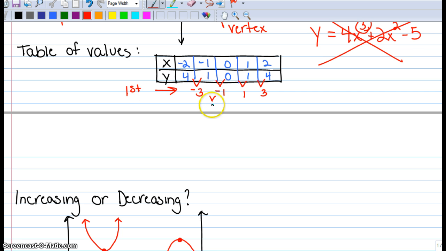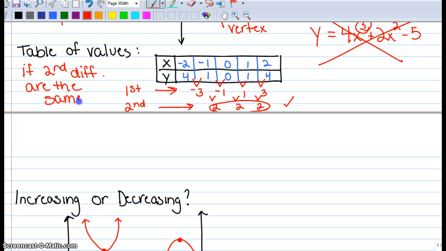Negative 1 minus negative 3 is 2. 1 minus negative 1 is also 2. 3 minus 1 is also 2. Since those values are all equal, this function given in the table is a quadratic function. So if the second differences are the same, then it is quadratic.